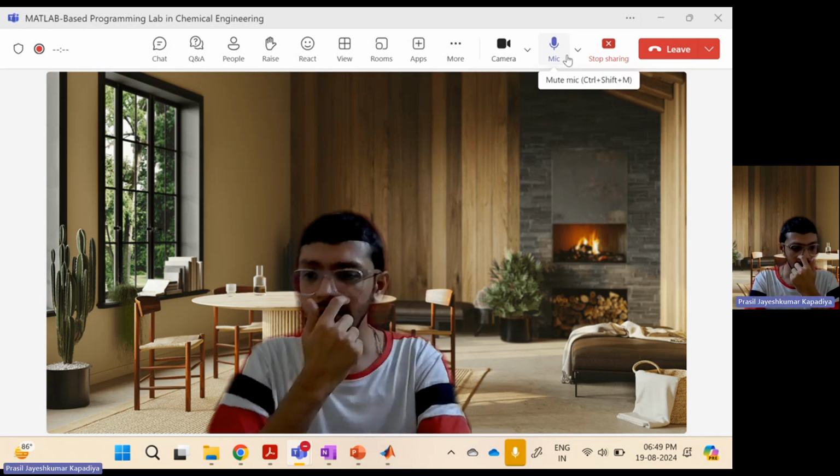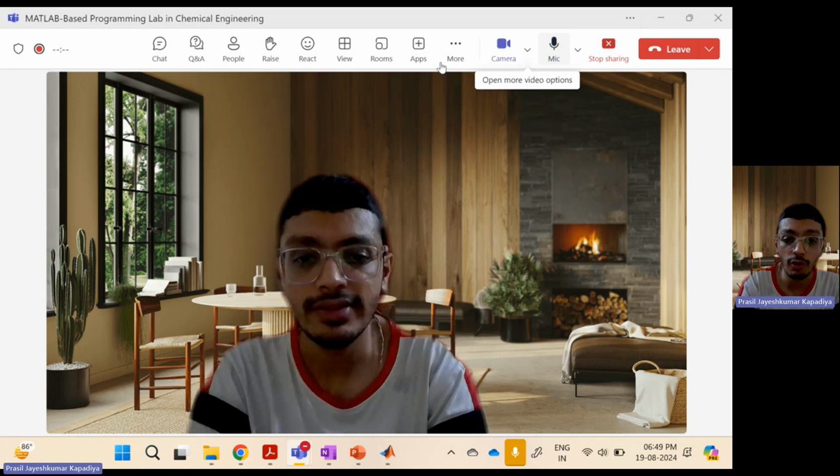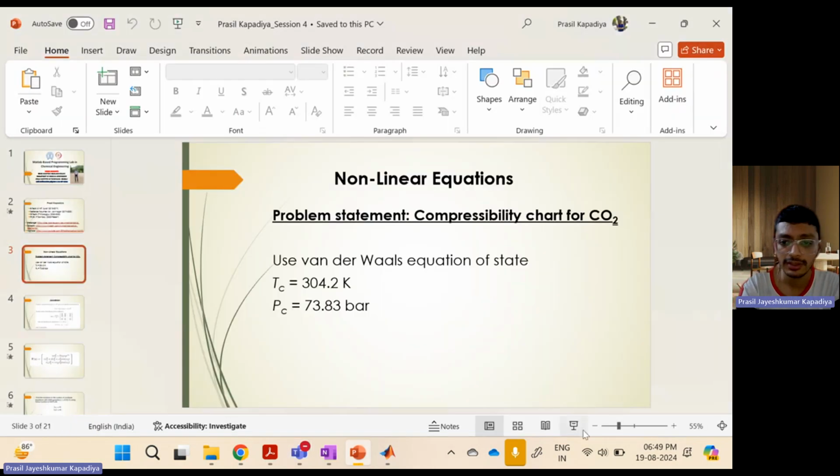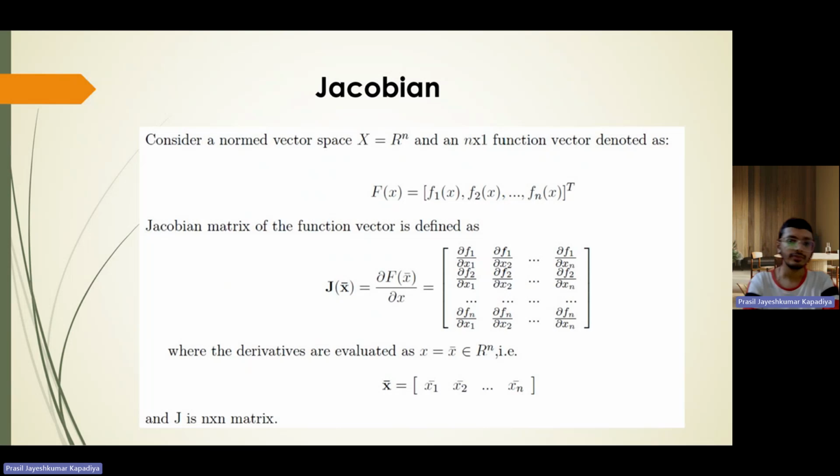So let's move ahead with the next concept, Jacobian of a matrix. So what is Jacobian? In the Newton-Raphson method, we were only solving one equation till now, so we don't need any matrix. But let's say my equations are f1 is equal to x square plus y square, f2 is equal to x into y. For this kind of equation, how can we find the solution?